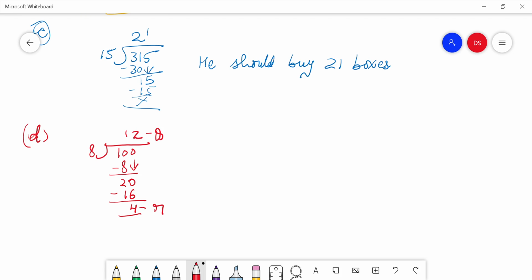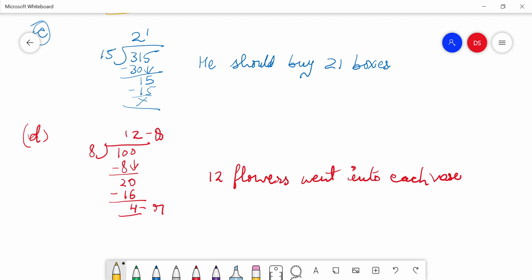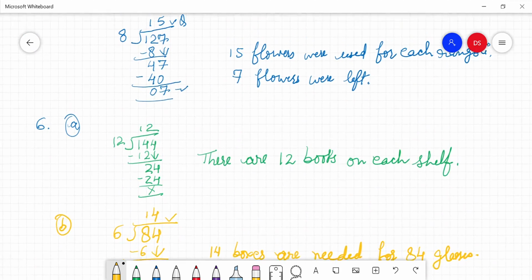So we will write the answer in a statement. How many flowers went into each vase? 12 flowers went into each vase. Second question is here, how many flowers were left? And 4 flowers were left. Children, here we have completed this exercise.